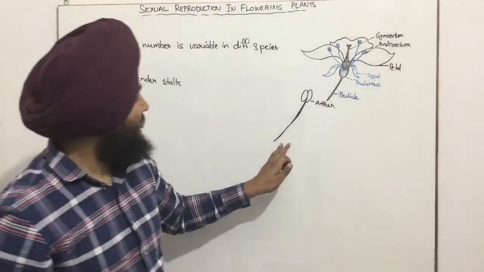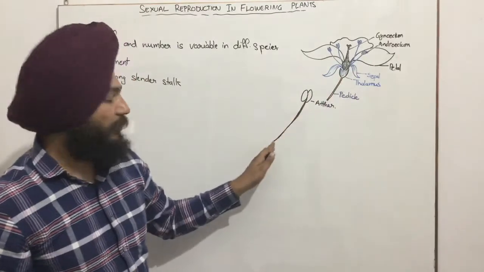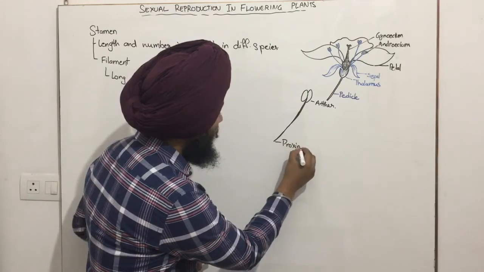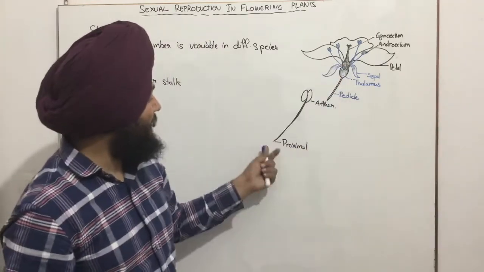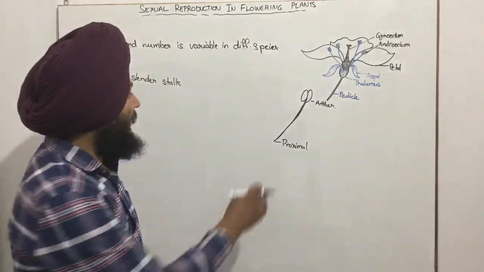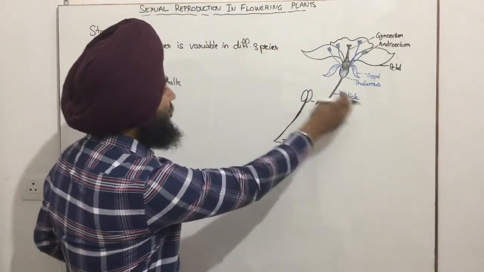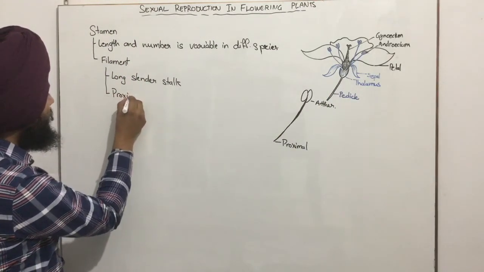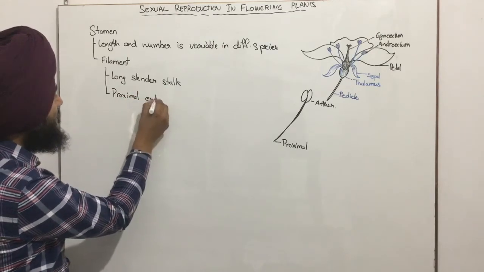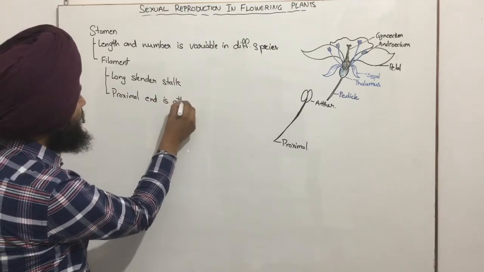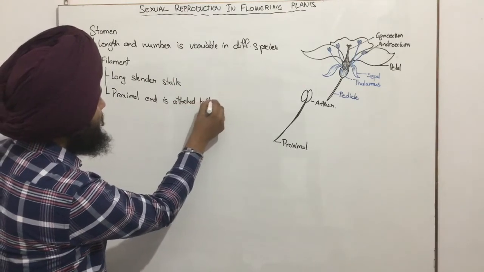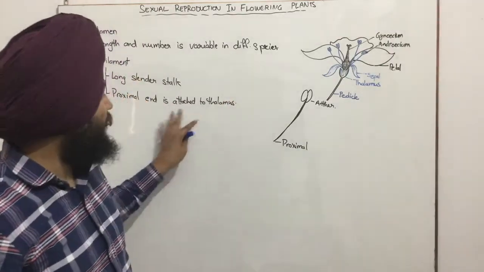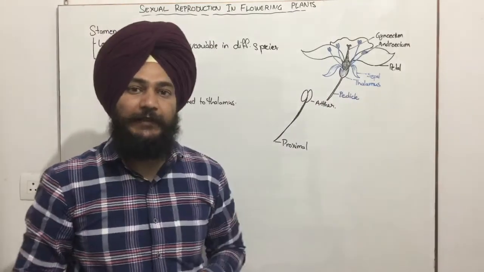It attaches on its proximal end. Proximal end मतलब that end that is toward the flower. ठीक है. जो फ्लावर की तरफ वाला साइड होगा स्टाक का, that is called the proximal end, and that is attached to the thalamus. So the proximal end of the filament is attached to the thalamus, but it is not always the case. हमेशा ऐसे नहीं होता कि जो प्रॉक्सिमल एंड है वो हमेशा ही थैलेमस के साथ अटैच्ड होता है.